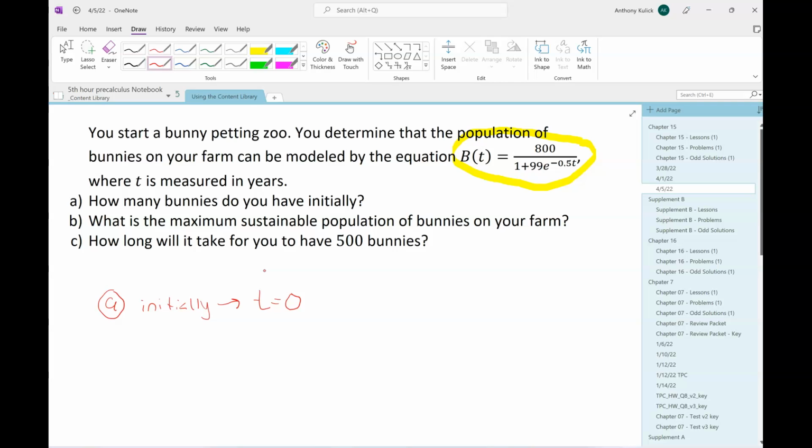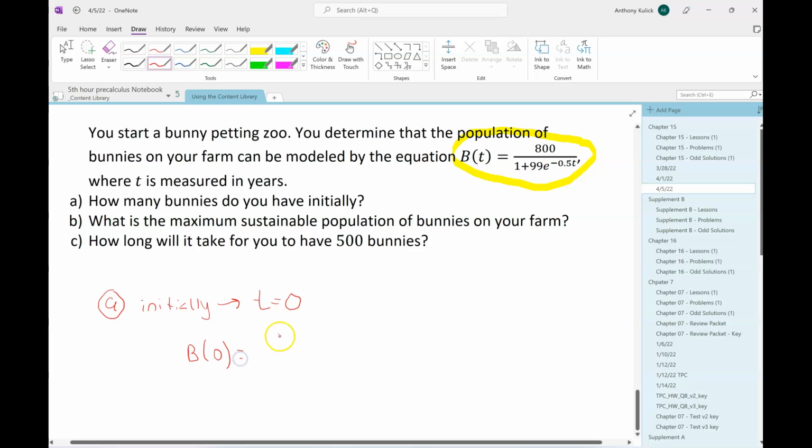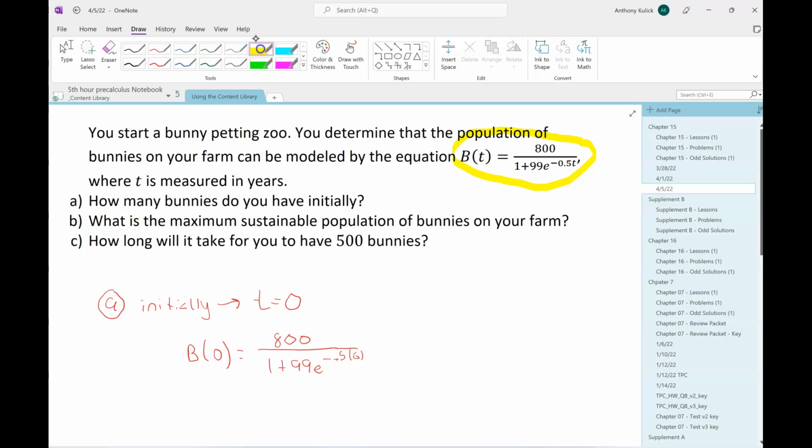Everybody feel okay with that idea? Important, just a logic problem there or whatever. English grammar problem? I don't know. So what am I going to do? I'm going to take my B of t function and plug 0 in for t.